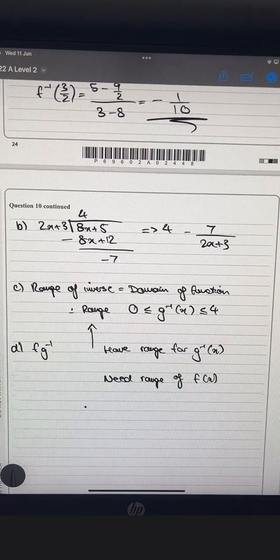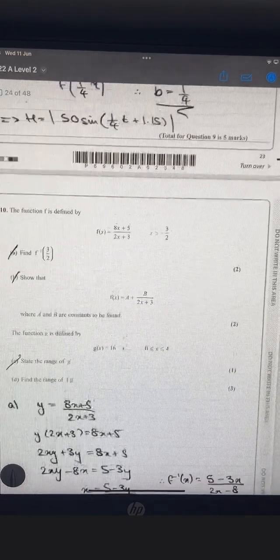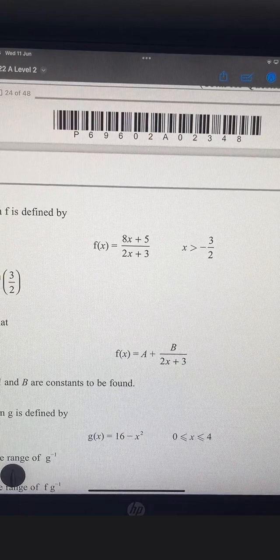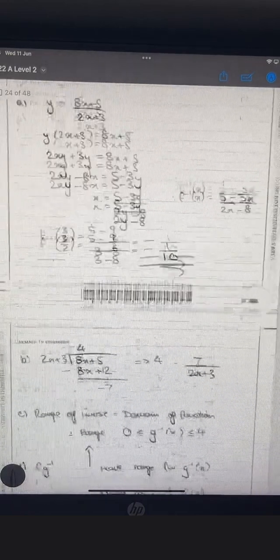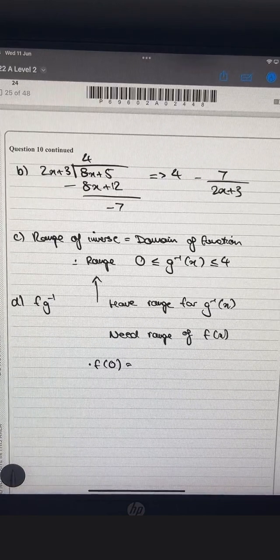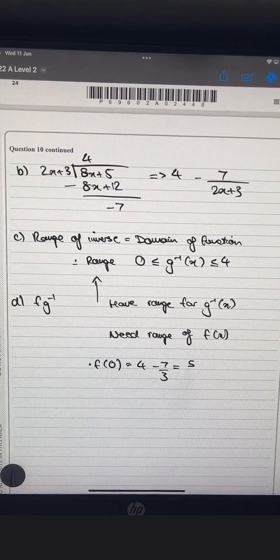So f of 0 is equal to, and if I just show you the f function again, that is my f function. So I'm just subbing into (8x + 5) over (2x + 3). So that's 4 minus 7 thirds, which is equal to 5 thirds. And f of 4 is equal to 4 minus 7 over 8 plus 3, which is equal to 37 over 11.